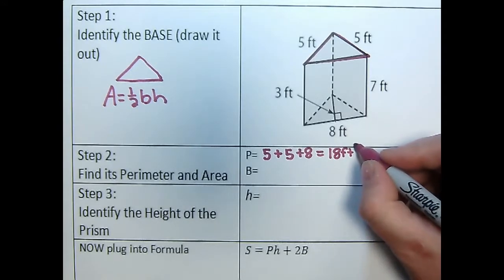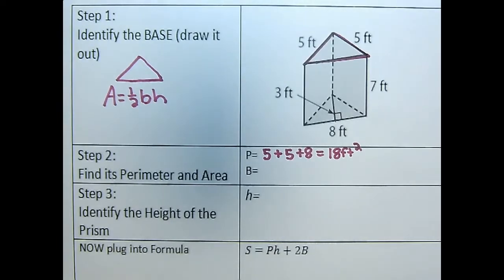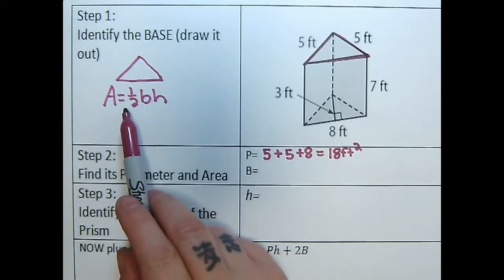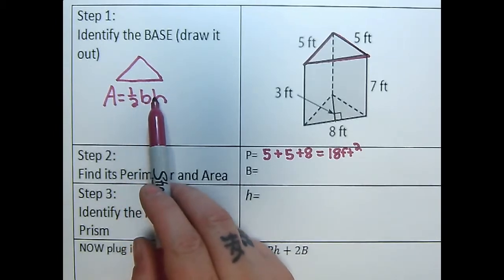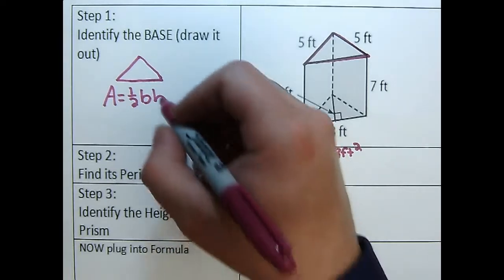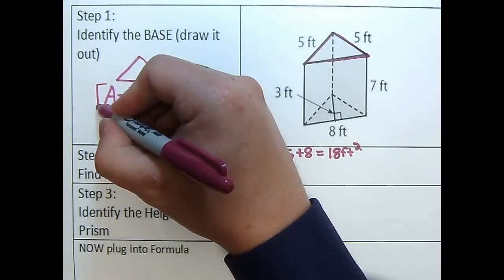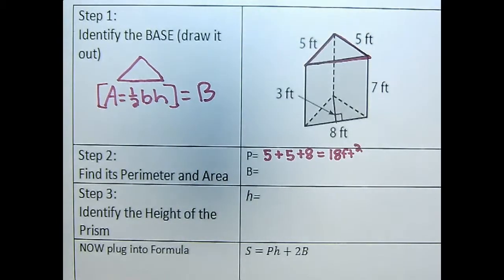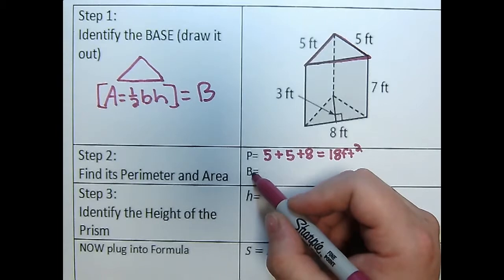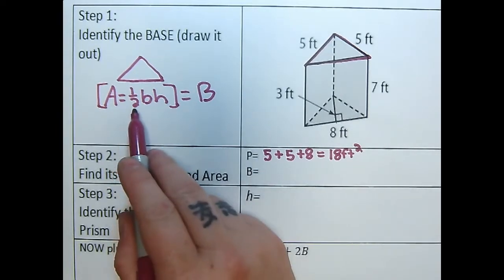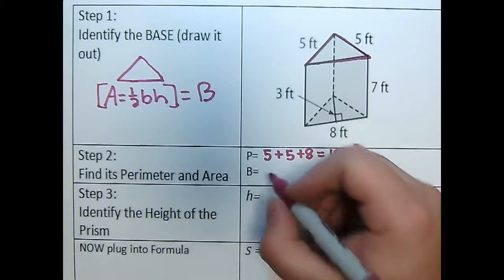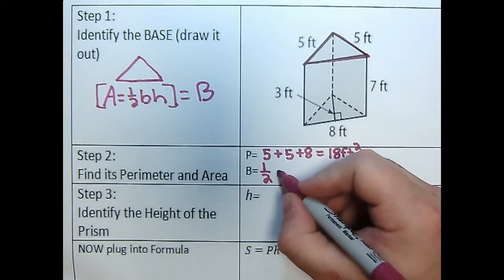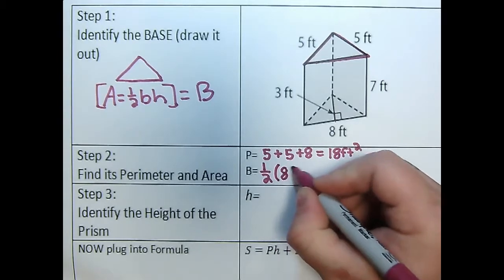And I'm dealing with area, so that will be squared. Now the next I got to find the base. And that should be easy because I know that my area of the base should be 1/2 base times height. Okay, you want to make a little side note. All of this right here is equal to the big B in the formula. So the capital B here is area equals 1/2 base times height. So I need to put 1/2. The base of my triangle here is 8. So I'm going to multiply that by 8.